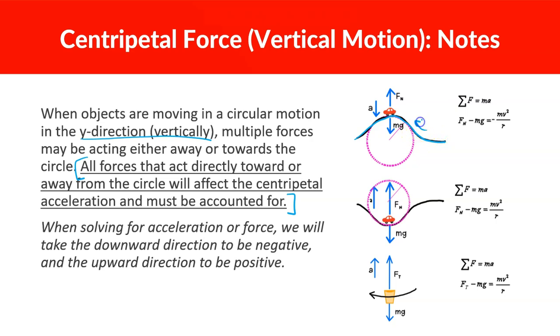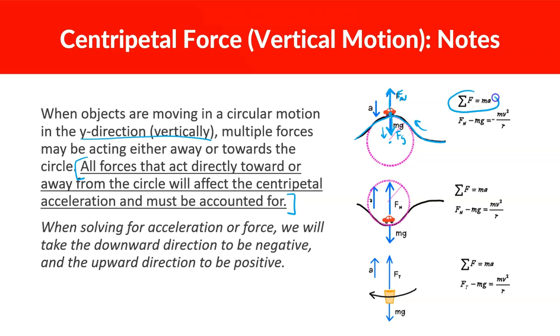In this first example, we have a car going up a ramp. We can see that there's a force of gravity going down towards the center of the circle, and a normal force going up, away from the circle. And we should know that the centripetal acceleration is always going towards the center of the circle. So this is how we're going to set it up.